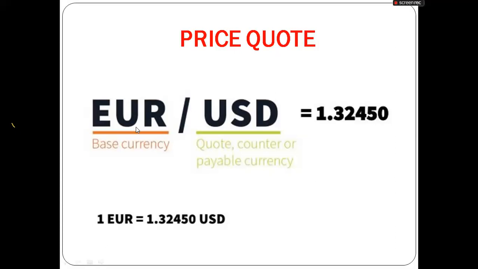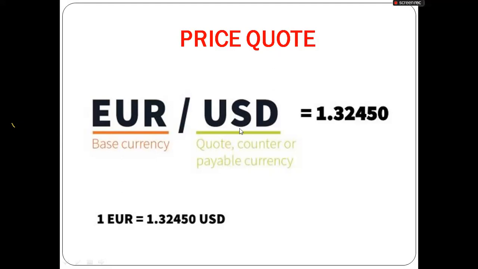Now, if we say EUR/USD is equal to 1.32450, it means that 1 euro will give you 1.32450 dollars, meaning that the euro is higher in value because you're going to use more of the dollar to buy 1 euro. So the price of this pair is related to the quote currency, because that's the quote. That's why it's called the quote currency.